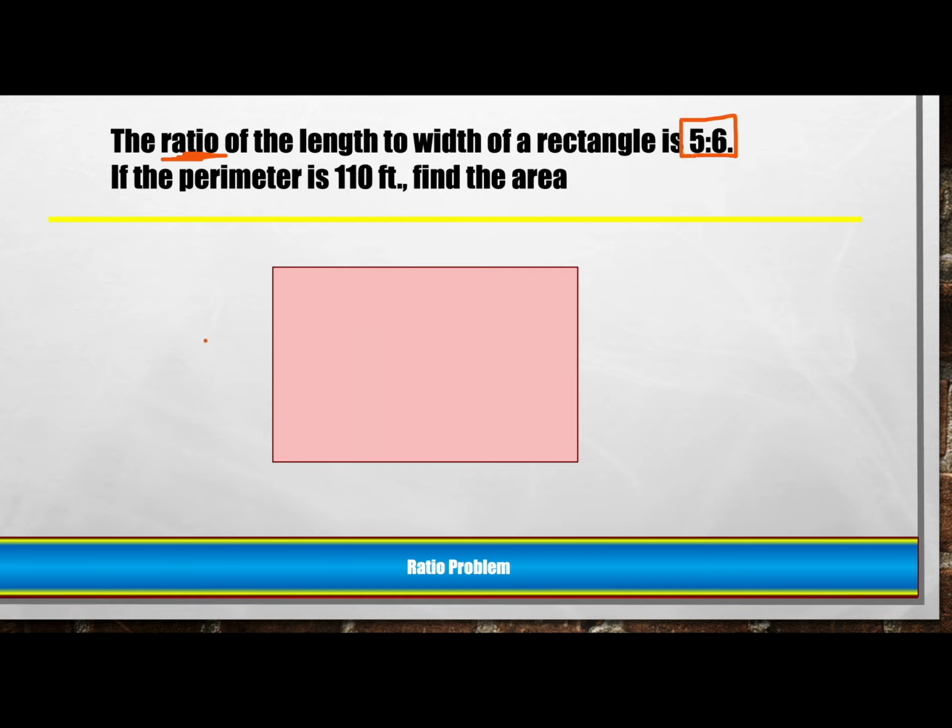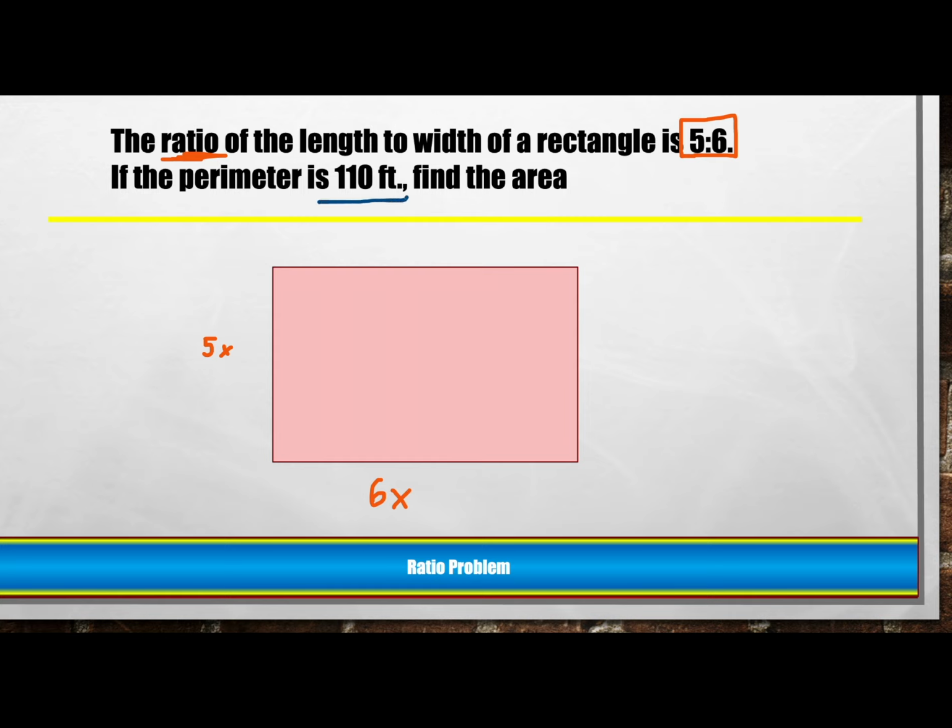What this means is for every 5 units the length gets, the width also needs to get 6 units. So if the length was 5, the width would be 6. If the length was 50, the width would be 60. If the length was 500, the width would be 600, and so on. So whenever you see ratio, the trick is you write in the ratio with an x. So the length is 5x and the width is 6x.